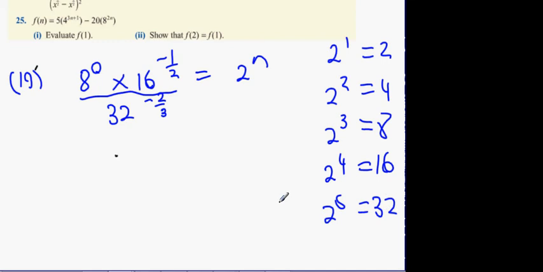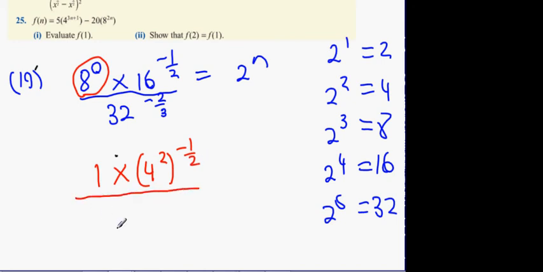That's all of them. Now 8 to the power of 0 is what? 1. So we don't need to worry about that. That's still 1. This is going to be 4 squared to the power of minus a half. The other one's going to be 2 to the power of 4 to the power of a half. The next one's going to be 2 to the power of 5 to the power of minus 2 over 3.